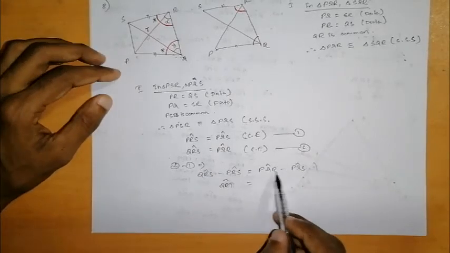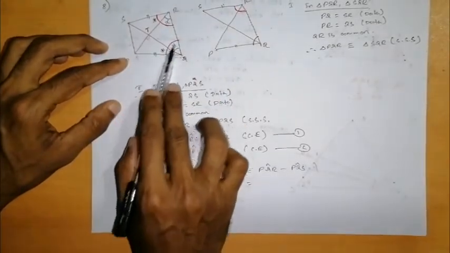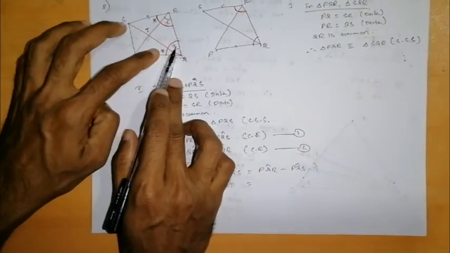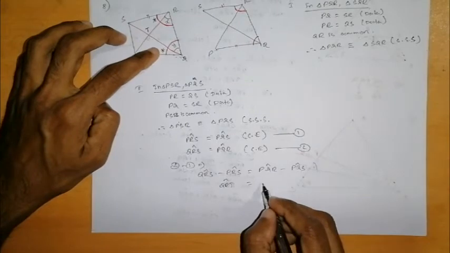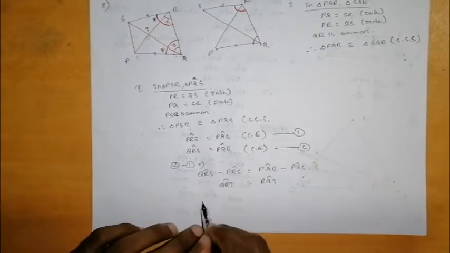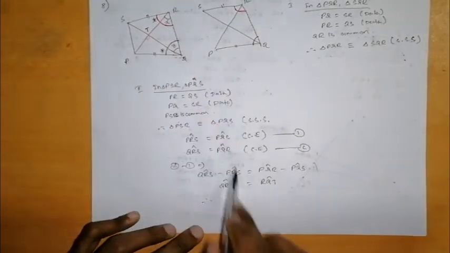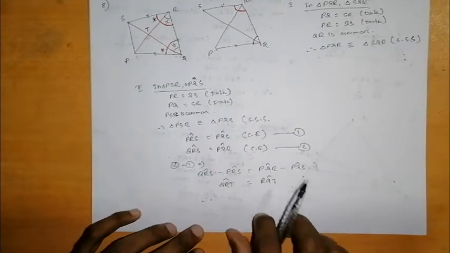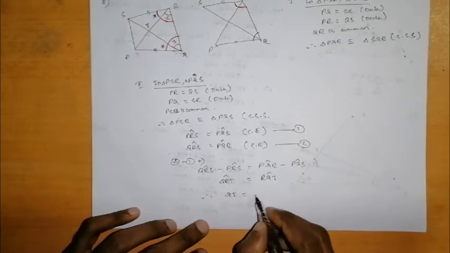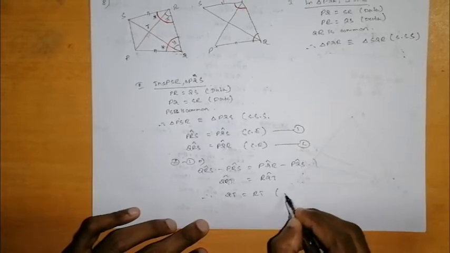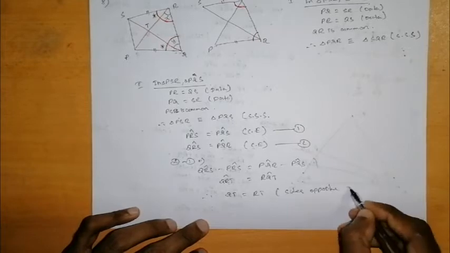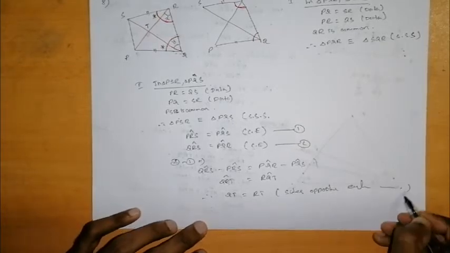So on the other hand, PQR, the entire angle, PQS, the star one. So we can get the Y. So Y is RQT. So therefore, X equals Y, we proved X equals Y. Then the opposite sides, QT is equal to RT. Sides opposite to equal angles.